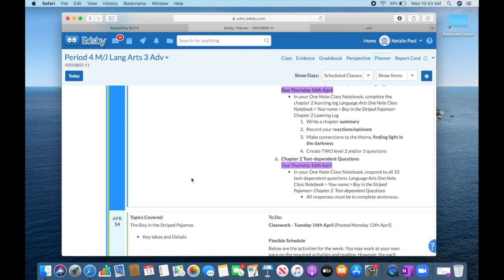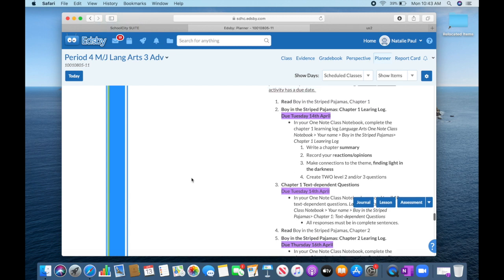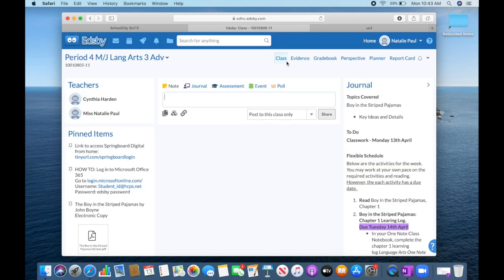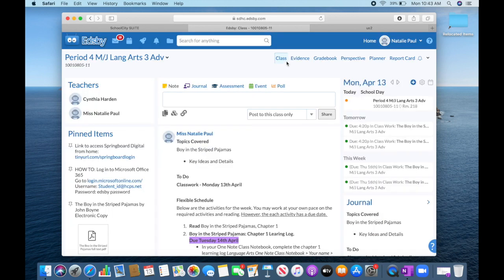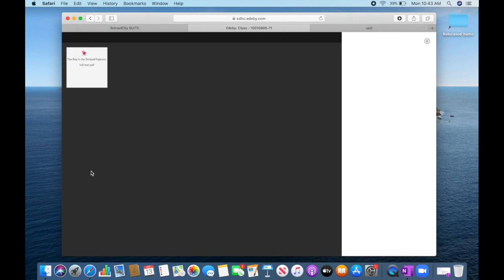And then you also have text-dependent questions due on Thursday as well. All of this work will be completed in your class notebook on OneNote. If we go back to the class, a few things to notice. Over on the left-hand side, pinned items, you have an electronic copy of Boy in the Striped Pajamas. So this is how you can access the text.